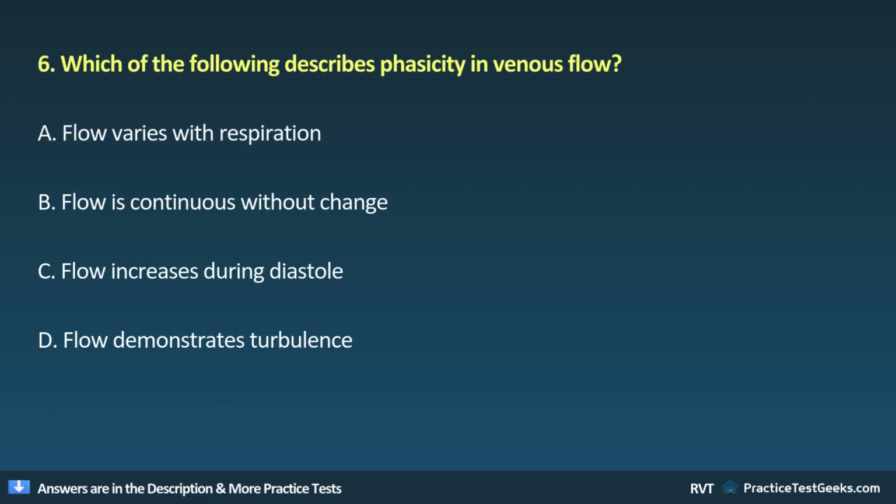6. Which of the following describes phasicity in venous flow? A. Flow varies with respiration. B. Flow is continuous without change. C. Flow increases during diastole. D. Flow demonstrates turbulence.